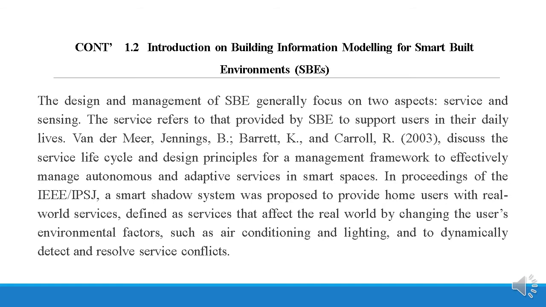In proceedings of the IEE/IPSJ, a smart shadow system was proposed to provide home users with real-world services, defined as services that affect the real world by changing the user's environmental factors, such as air conditioning and lighting, and to dynamically detect and resolve service conflict.